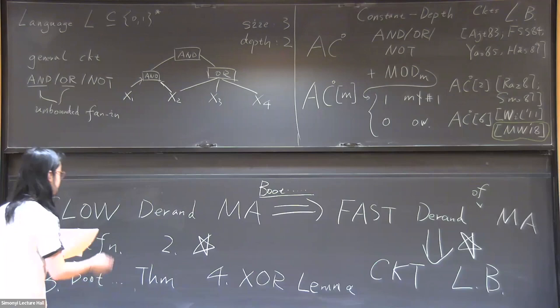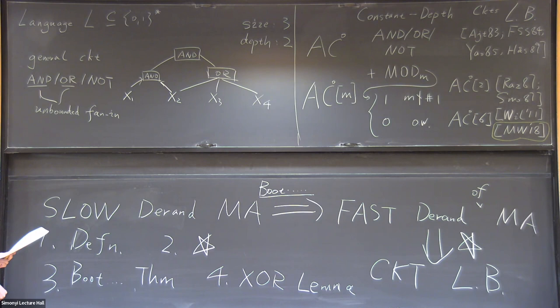So maybe it's good to start from derandomization implies circuit lower bounds. Maybe a reminder for people from last week when I showed why circuit lower bound implies derandomization.